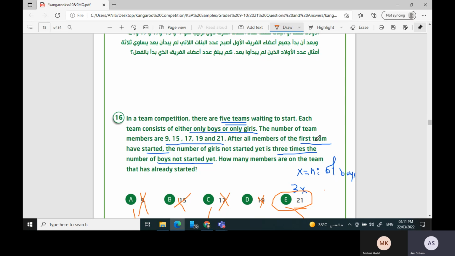After all members of the first team have started, the number of girls not started yet is 3 times the number of boys not started yet. So directly in math, I look at this sentence, and I give x for a specific number. Here I gave x for the number of boys. So the number of girls is 3 times the number of boys, so the number of girls is 3x.